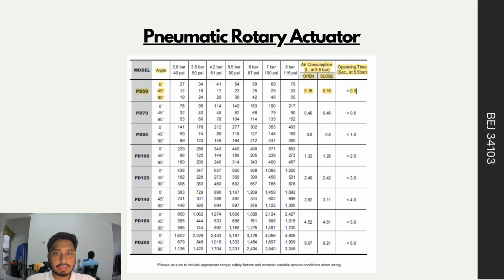Right, so for the last one, the pneumatic actuator, the angle that we can reach is from 0 to 90 degrees, and the air consumption for both open and close at 5.5 bar is 0.16, and the operating time at 5.5 bar is less than 0.3 seconds.